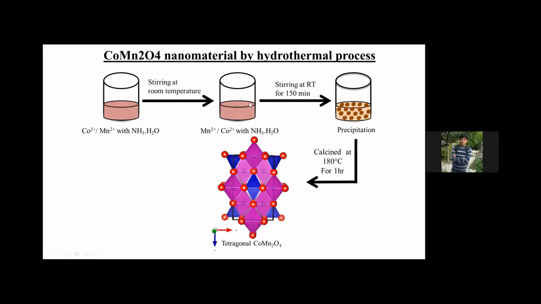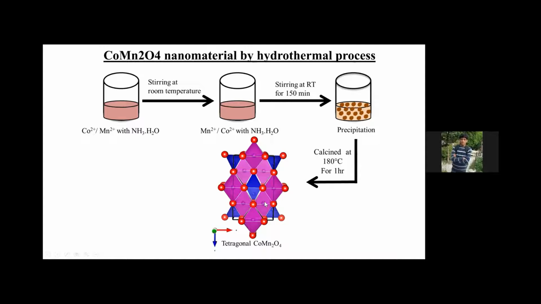We mix the ammonium solution and stir well at room temperature. After that, we do the hydrothermal process. We put this solution in the autoclave, and finally we get the precipitation. Then we collect this precipitation, dry it, and do the next step, heating it at 180 degrees centigrade. We can get the tetragonal cobalt manganese oxide.